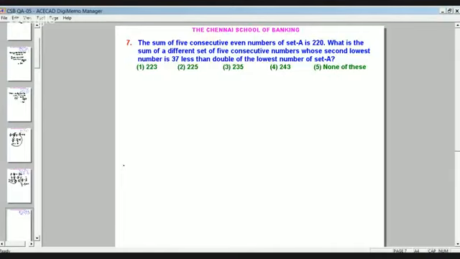Question number 7. Sum given. Sum of 5 even numbers is 220. Therefore, average equals 220/5, 44. The 44 is the middle of the numbers.